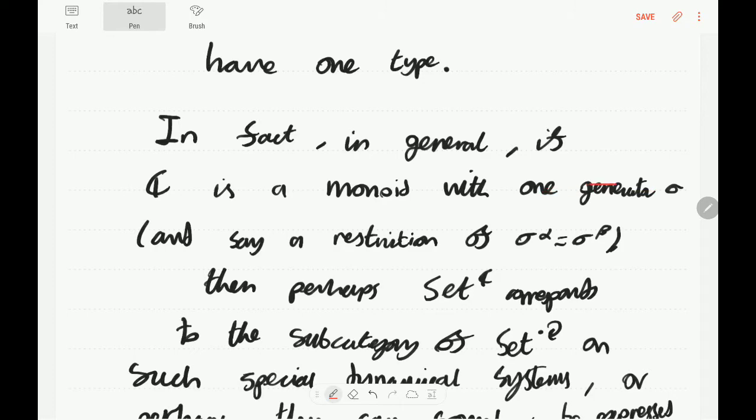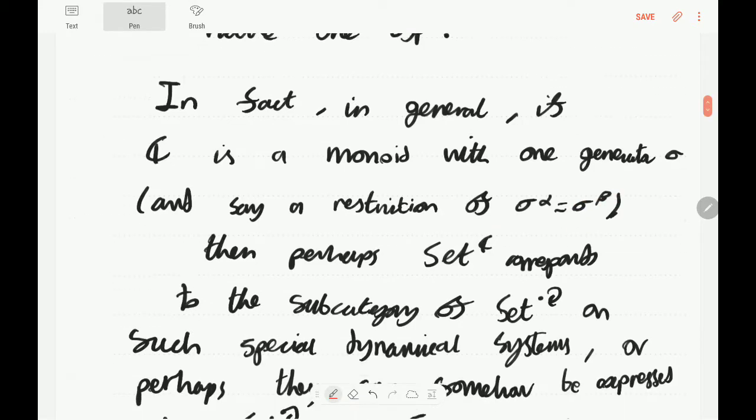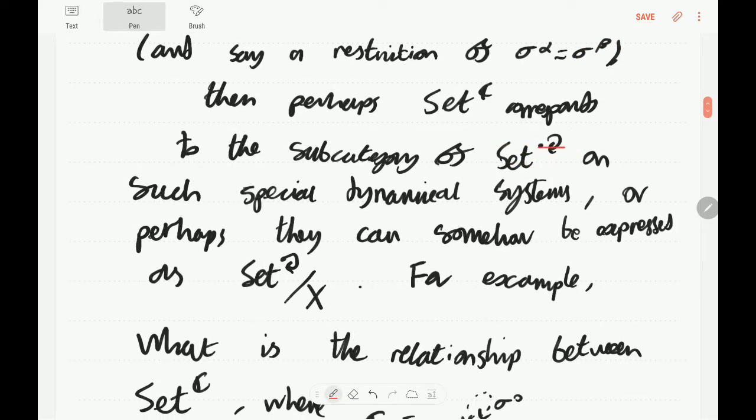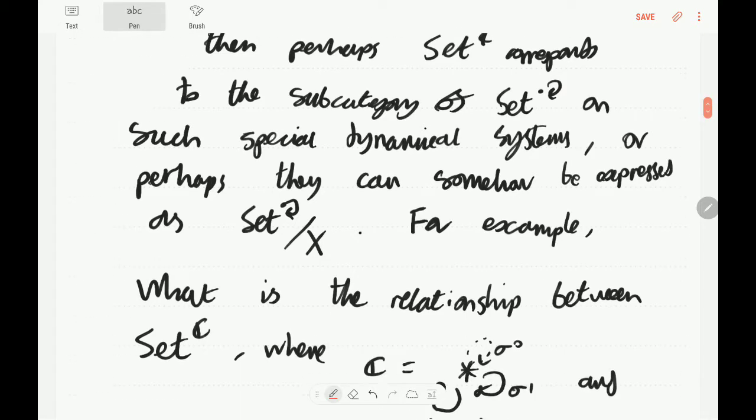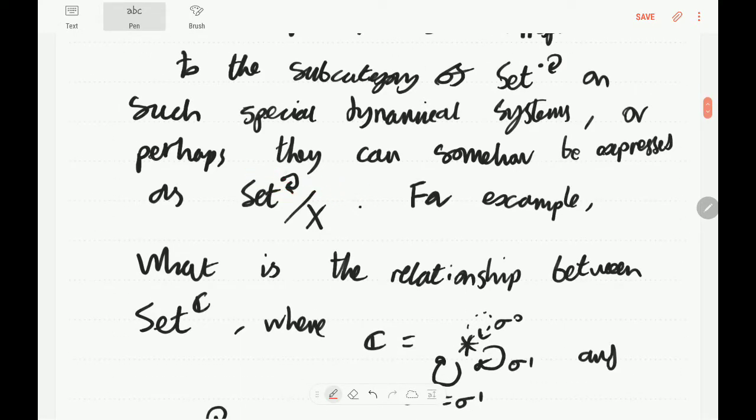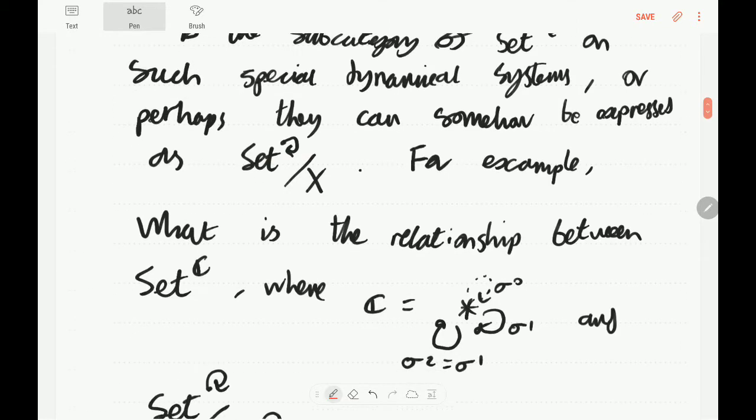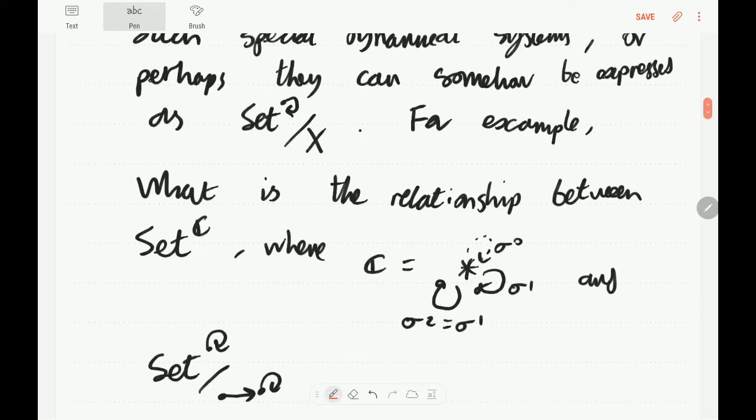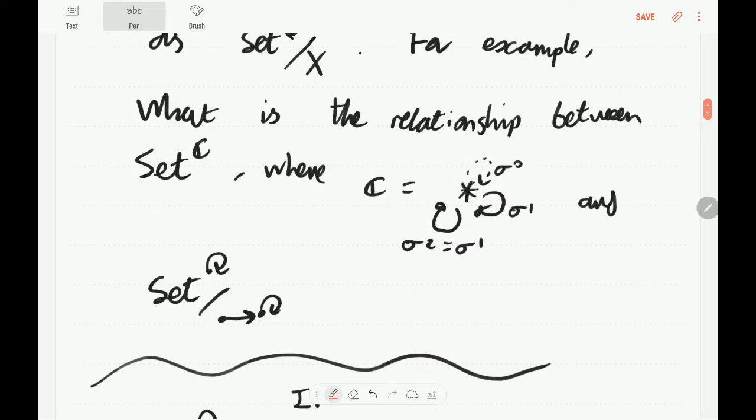So these are basically very similar things. We can also consider the case where our generator has some restriction, like sigma to the alpha is sigma to the beta. And I think then we get a subcategory of this category of dynamical systems. I'm not sure if it can be expressed in terms of sets, this set of dynamical systems sliced over something. For example, can we somehow get the category of involutions, dynamical systems that correspond to involutions? Is it somehow related to this set of dynamical systems sliced over this category? Not sure.